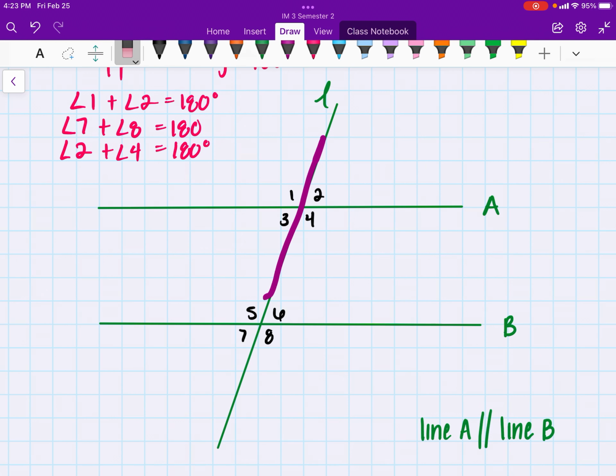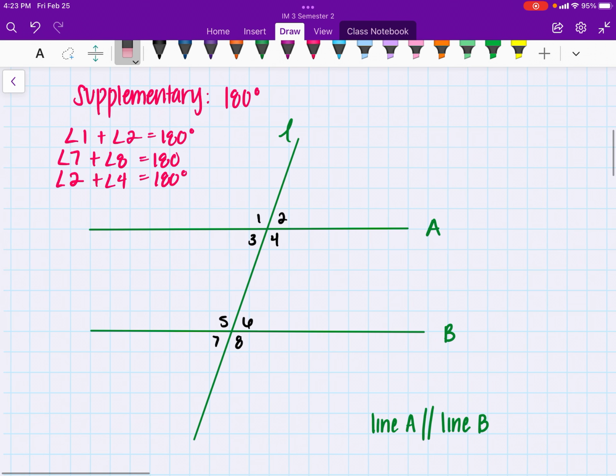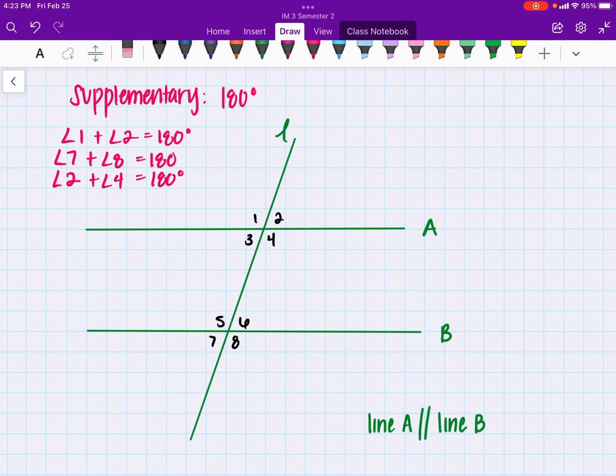And like I said, guys, there's actually multiple here. We also have angle 1 and 3. We also have 3 and 4. We have 5 and 6, 5 and 7, 6 and 8, and obviously 7 and 8 there. So there are a couple in this case. If you're able to form a line with an angle, then that would be 180 degrees. So those are supplementary. Now let's go ahead and go with alternate interior.